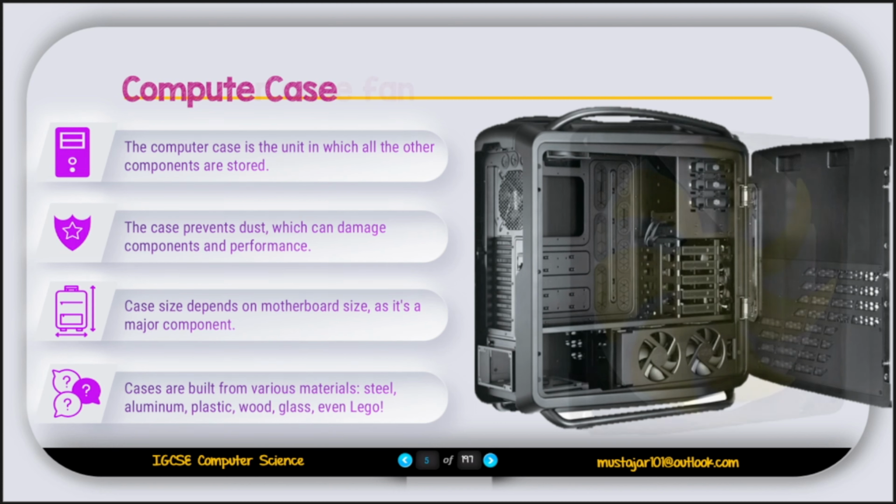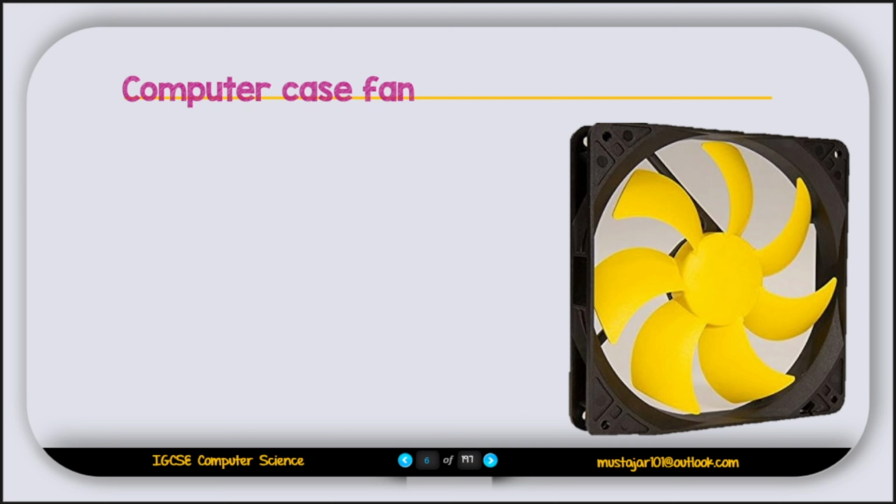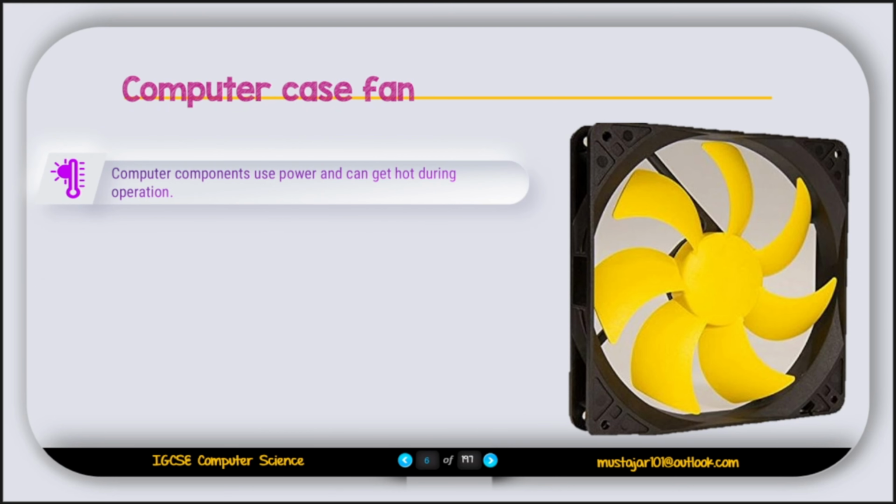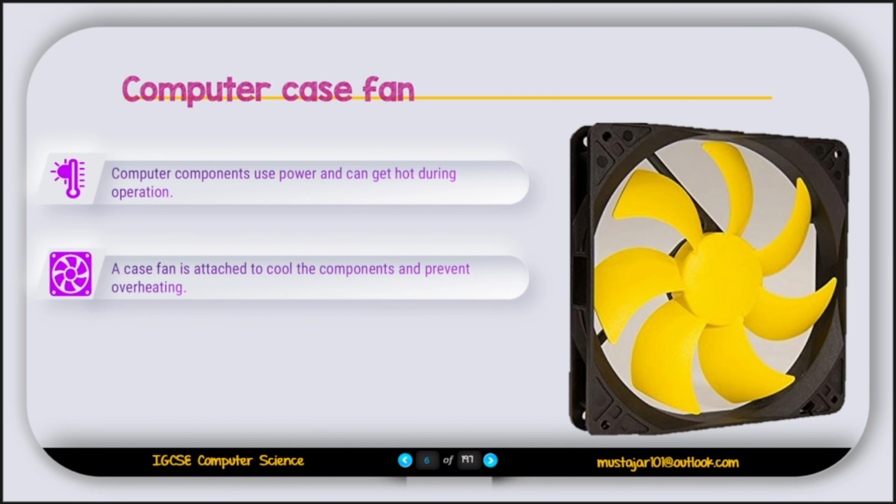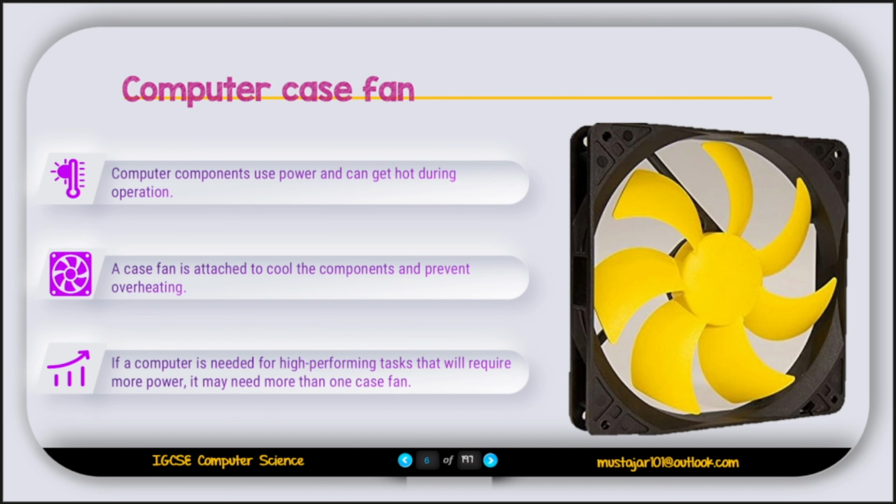Okay. Next component is called the CPU case fan. So what is a case fan? Computer components use power and get hot during operation. A case fan is attached to cool the components and prevent overheating. If a computer is needed for a high performance task that requires more power, it may need more than one case fan. So the basic purpose of the case fan is to keep the computer cool.